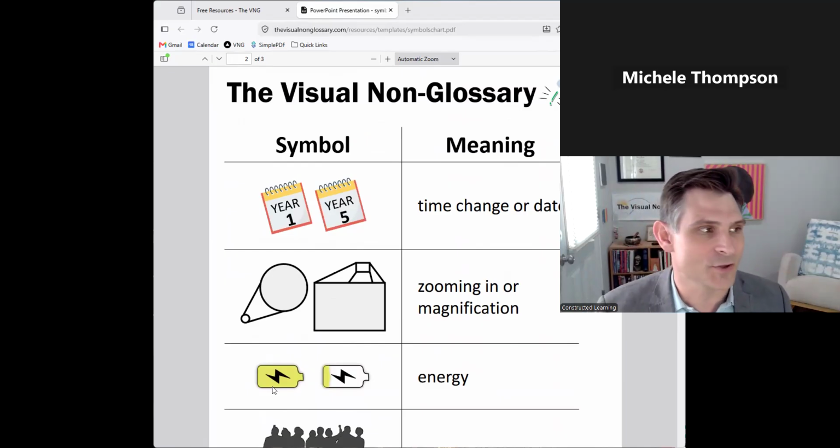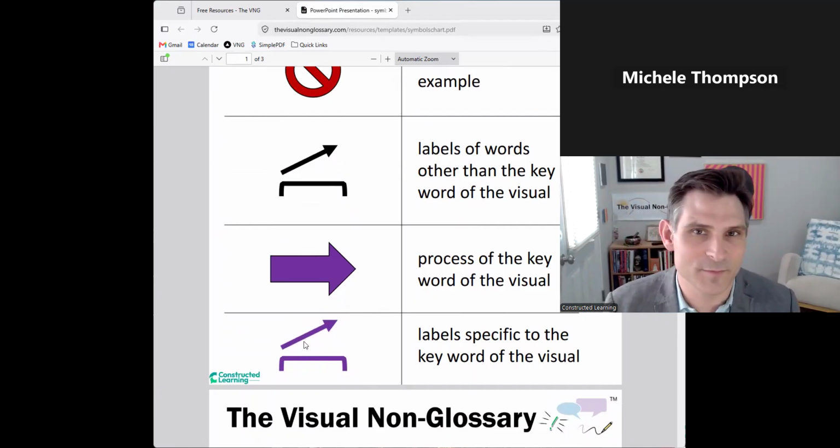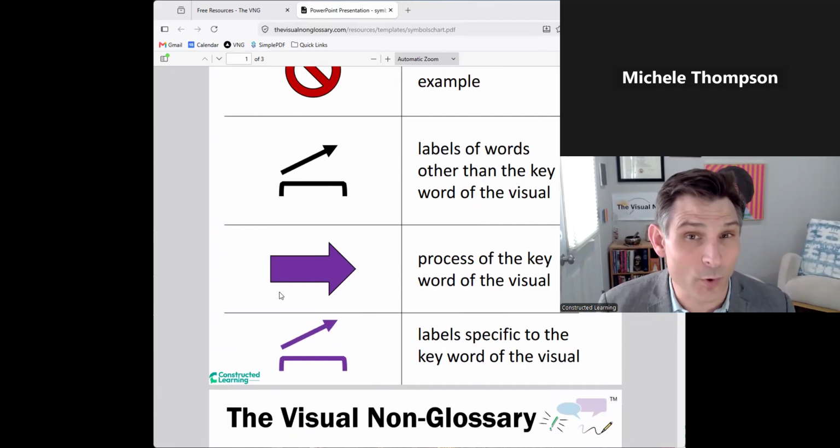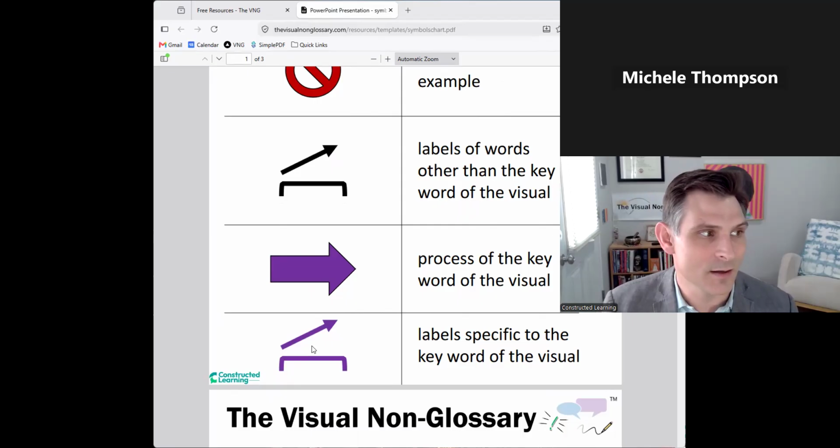And so that they can make that connection. This also hints at another thing that we do in our visuals, which is we are very big on color coding. So we make sure that if the word itself that the visual is depicting is a process, for example, photosynthesis or transpiration, then we make the block arrow purple. Or if we're labeling something that's specifically that key concept within a broader context, then we'll make that label arrow purple.